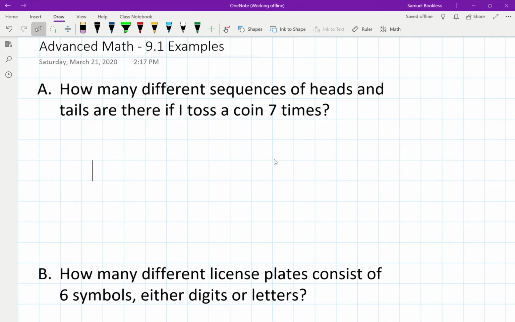This is Advanced Math 9.1, and these are some examples that have to do with combinations. So example A, how many different sequences of heads and tails are there if I toss a coin 7 times? How we can think of this is every time that we toss a coin we have two options, heads or tails. But every time we can only choose one of them, and so this is 2C1.